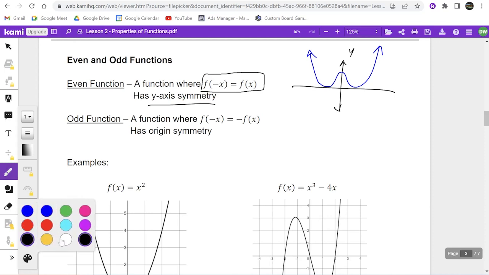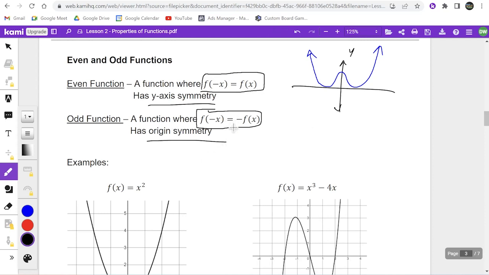And then for an odd function, the formula is you need to set f of negative x equal to negative f of x. Again, this sounds very confusing. I'm going to show it's actually not that bad. But it has origin symmetry. Origin symmetry just means you flip along the x and y axis. You do both. Let me show you an example of this.